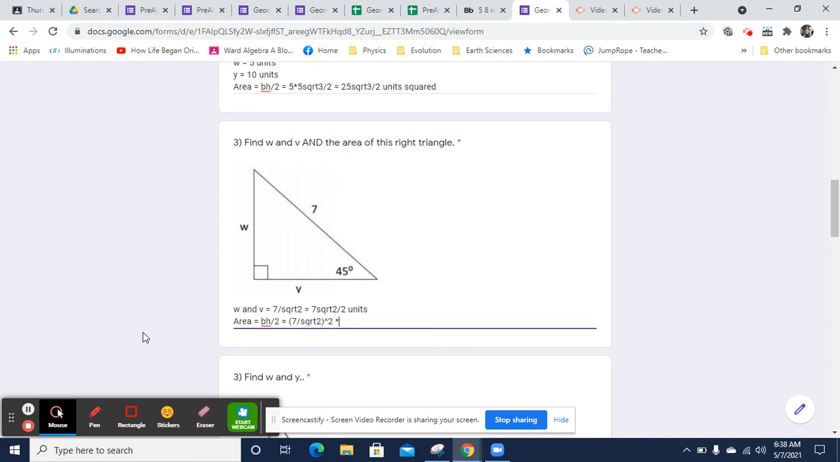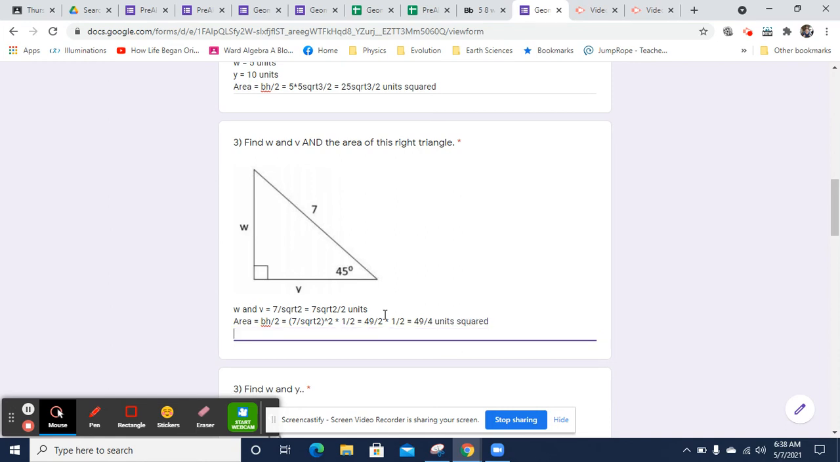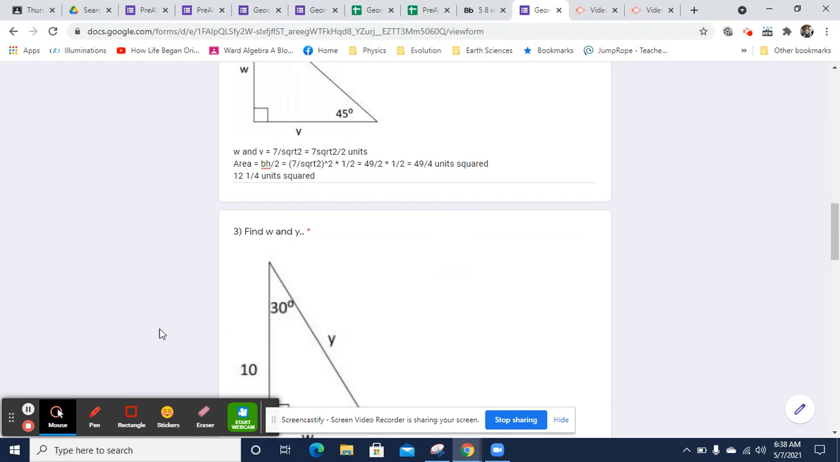And then divided by 2 is the same as times 1/2. So I'm going to write it that way. So that's going to be 49 over 2, because 7 squared is 49 and square root of 2 squared is just 2. And that's going to be times 1/2. So that's 49 over 4 units squared, which, if you like, you could call 12 1/4 units squared, or 12.25 units squared. That's fine as well.